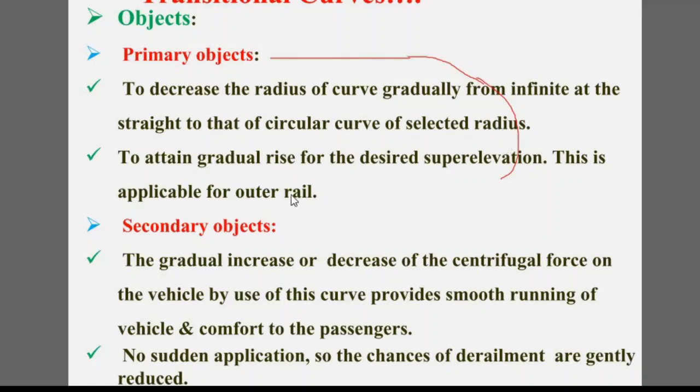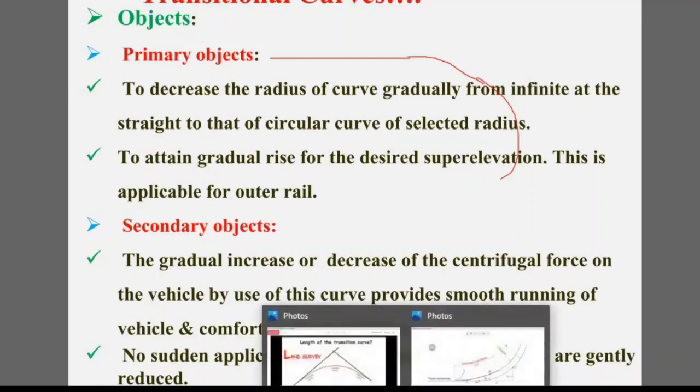Second, to attain a gradual rise for the desired superelevation. This is applicable for the outer rail. It helps to attain the gradual rise of the superelevation. The superelevation increases gradually. So the secondary objective is the gradual increase or decrease of the centrifugal force on the vehicle by the use of this curve, which provides smooth running of the vehicle and comfort to the passengers.